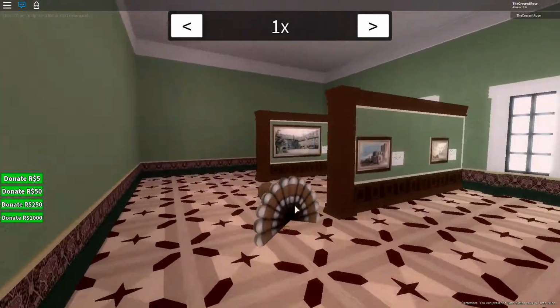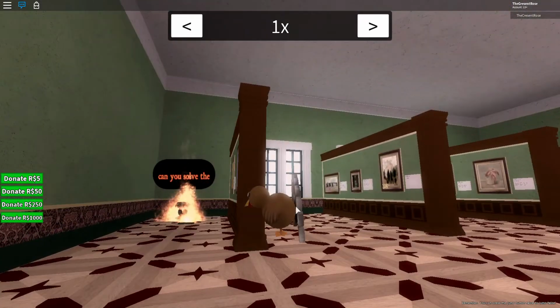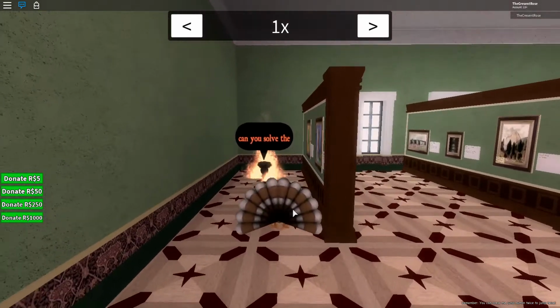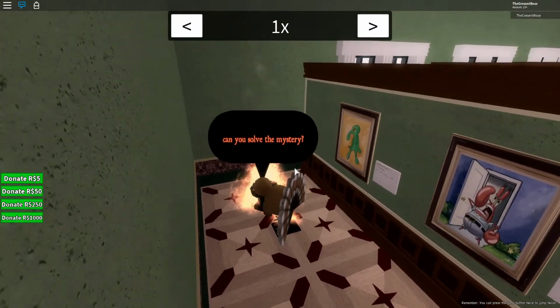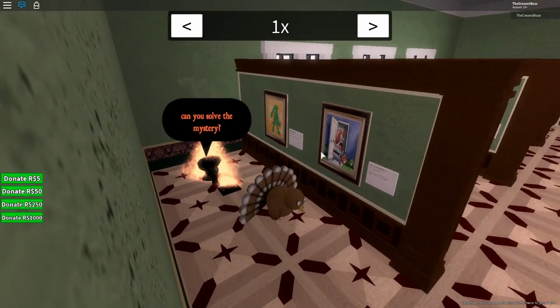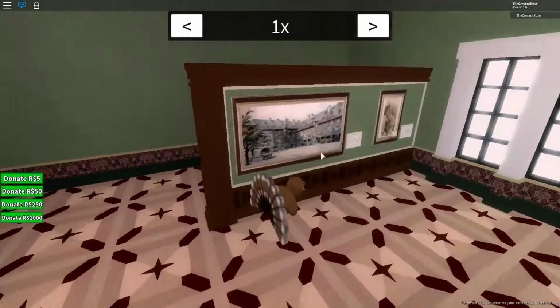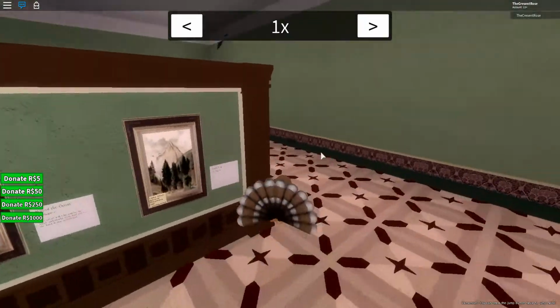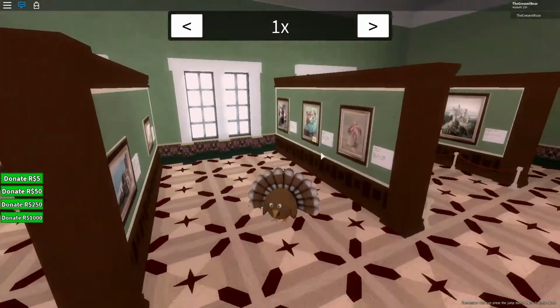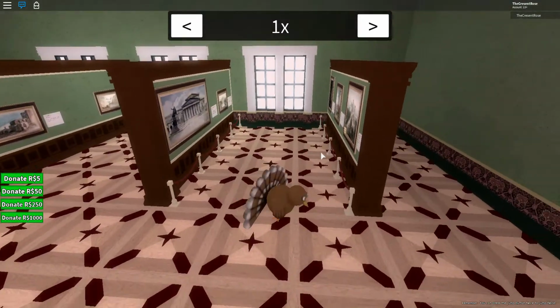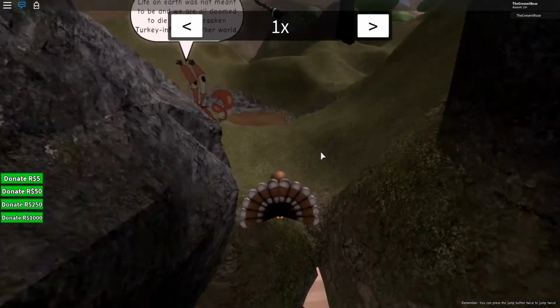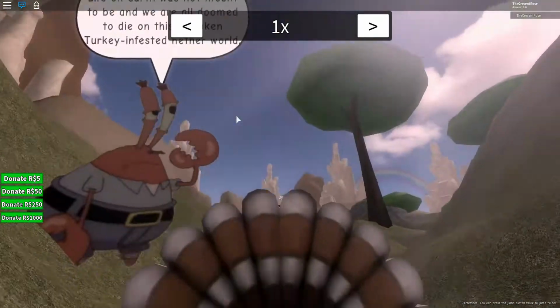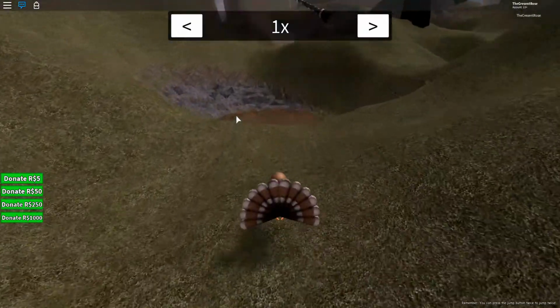Okay. Can you solve the mystery? Squid versus painting, crabs. I have no clue what this is about. There's like a war going on?